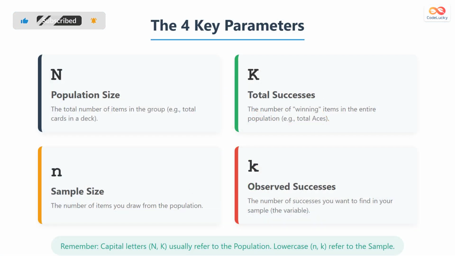To use the formula, you only need to know four numbers. First, capital N is your population size, the total number of items. Second, capital K is the total number of successes existing in that population. Third, lowercase n is your sample size, how many you are drawing. And finally, lowercase k is the number of successes you hope to find in your sample.